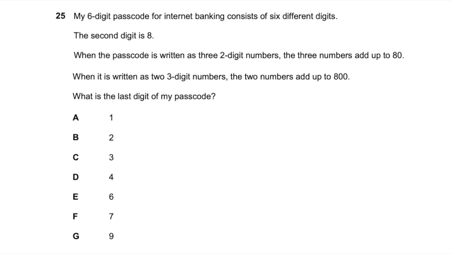When the passcode is written as 2 3-digit numbers, the 2 numbers add up to 800. Therefore, the third and last number must add up to 10, so that the units of the sum is 0. Furthermore, the second and fifth numbers must sum to 9, so that the tens number is a 0, 9 plus the 1 carried from the units.